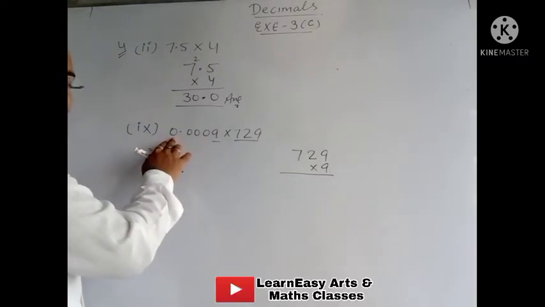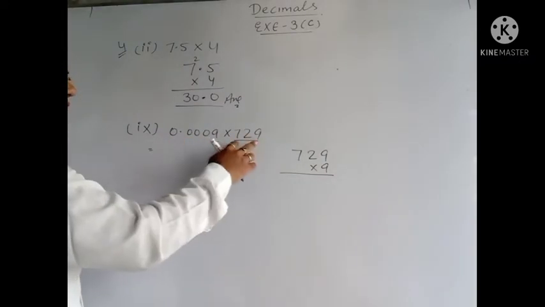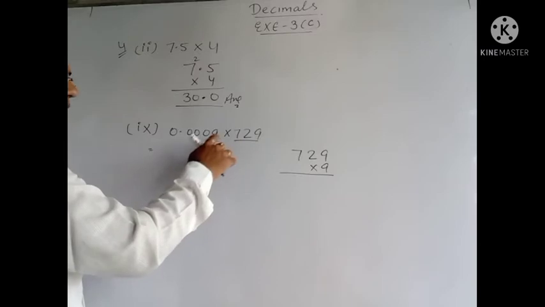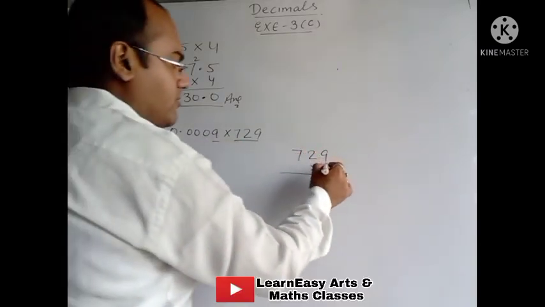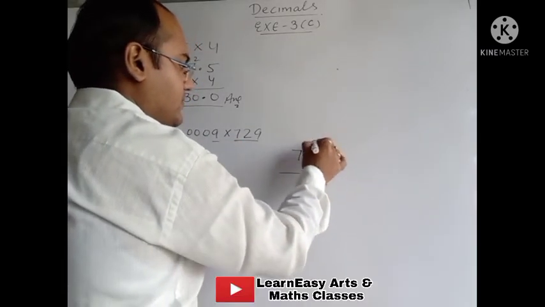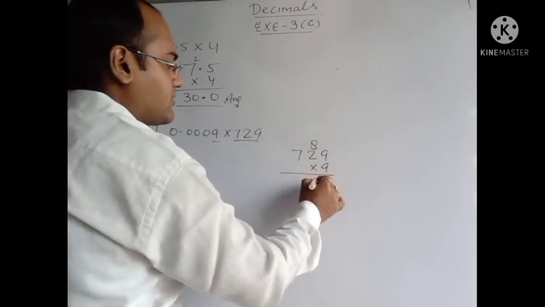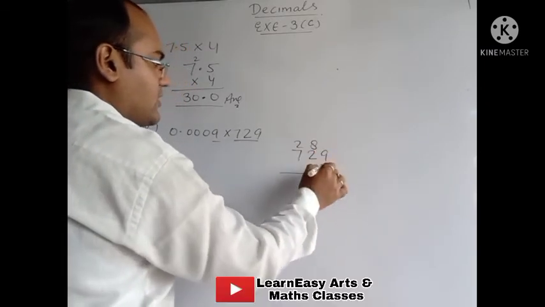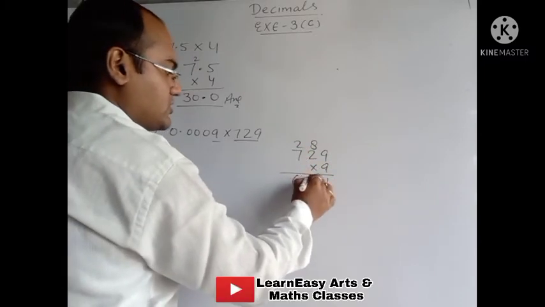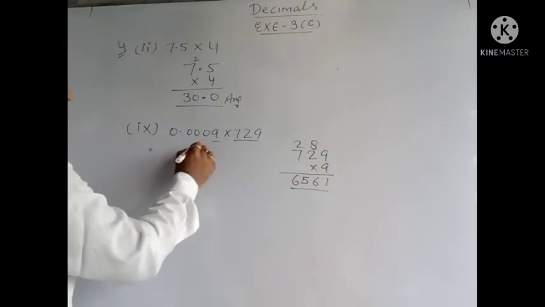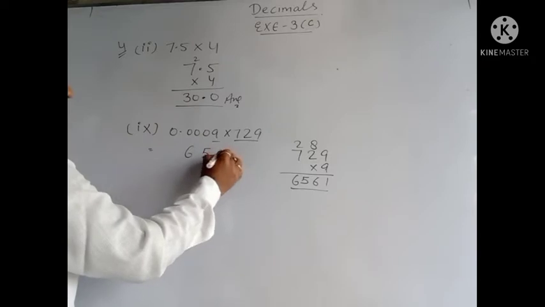These zeros we will take later on. No need to take these zeros now. We have to multiply these numbers. 9 multiplied by 7 2 9. 9 9s are 81. 9 2s are 18, 18 plus 8 is 26. 9 7s are 63 plus 2 is 65. So the answer on multiplying is 6561.